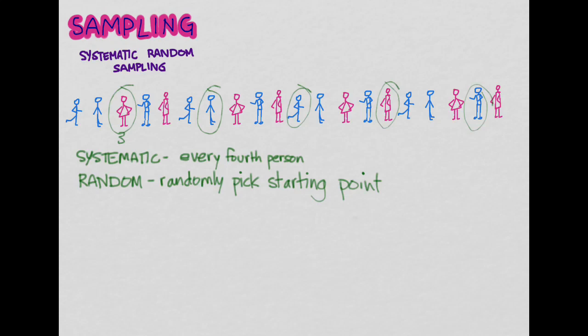Now, where this becomes problematic is if there's some periodicity, meaning there's some repetition within our population. So let's say in this scenario, instead of picking every fourth person, let's take every fifth person. Okay, so we'll randomly roll the dice, and we say we're going to start with the second person. So that's the first person we're going to pick, right? So 1, 2, 3, 4, 5. 1, 2, 3, 4, 5. And so on.